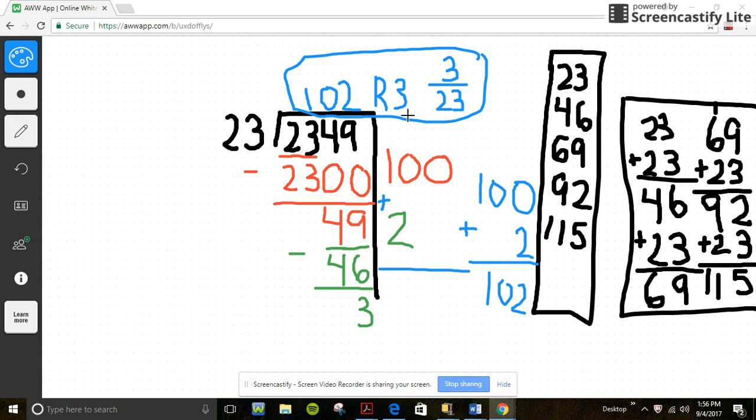So whenever doing word problems, please read carefully to find out what the question is actually asking.